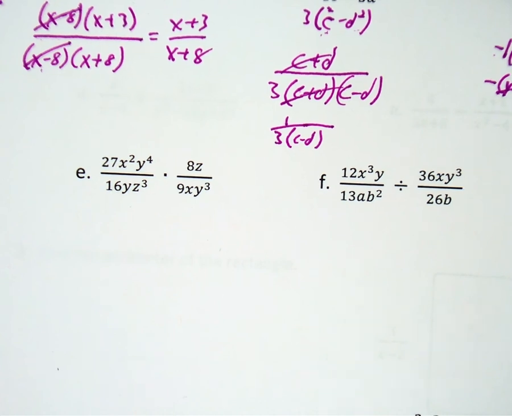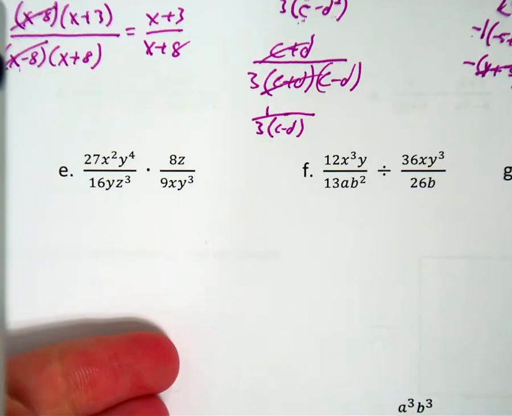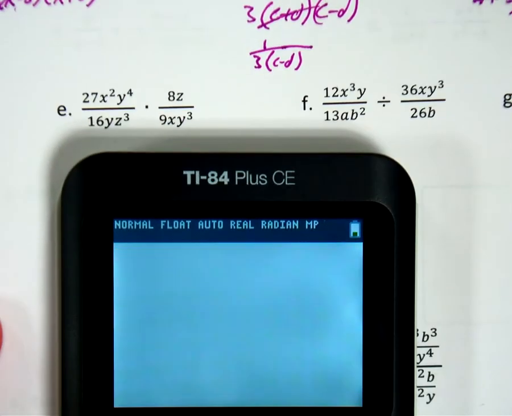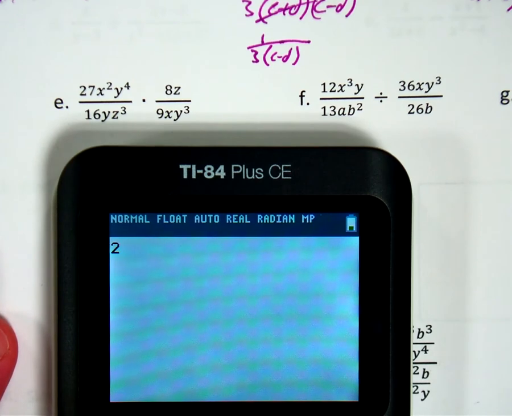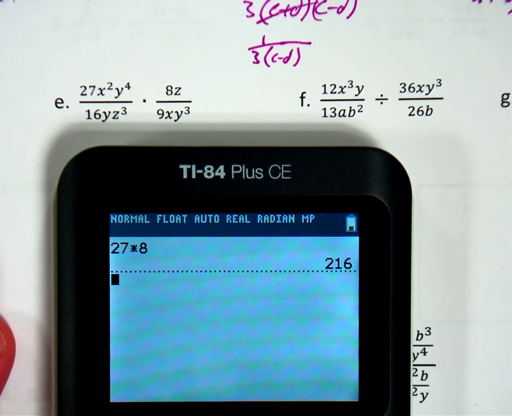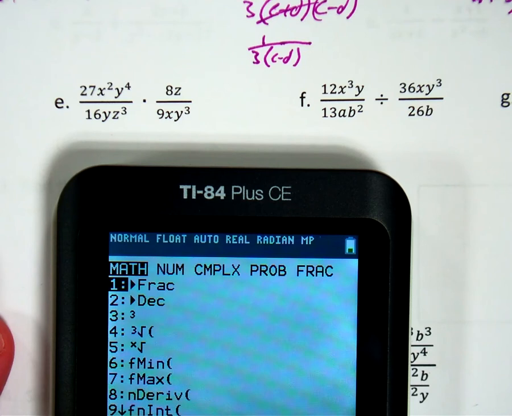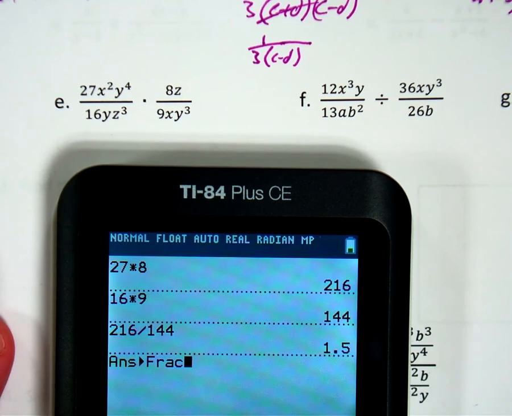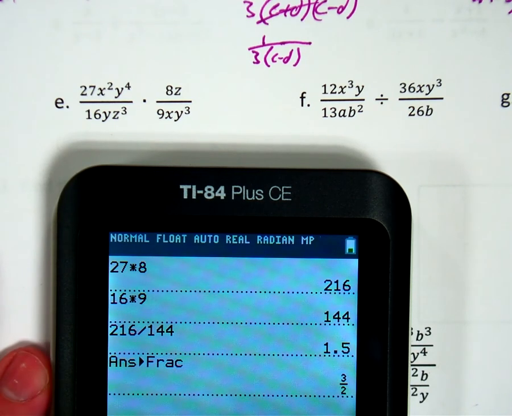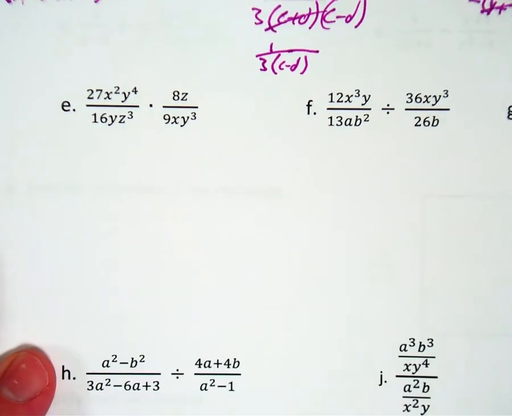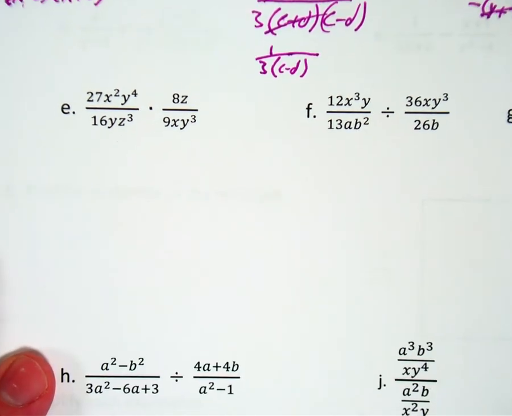I mean, the cheater way here that doesn't use much brain power is to just do it on your calculator. Multiply across 27 times 8, 216, 16 times 9, and do 216 divided by 144. Enter, math, frac. Okay, I'm going to have a 3 on the top and a 2 on the bottom. That's what's going to happen. All right? That doesn't take much brain power. Okay, that just takes button pushing.